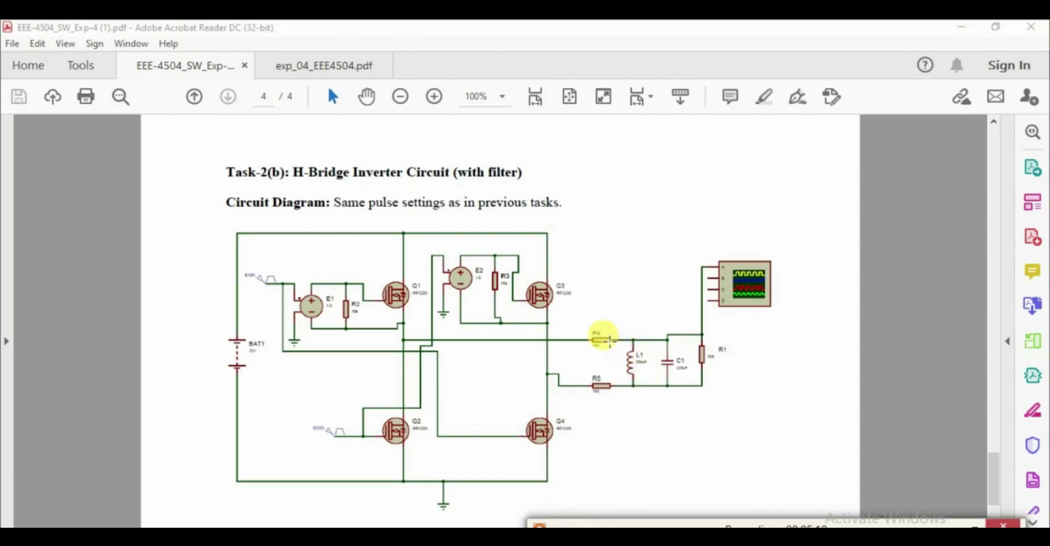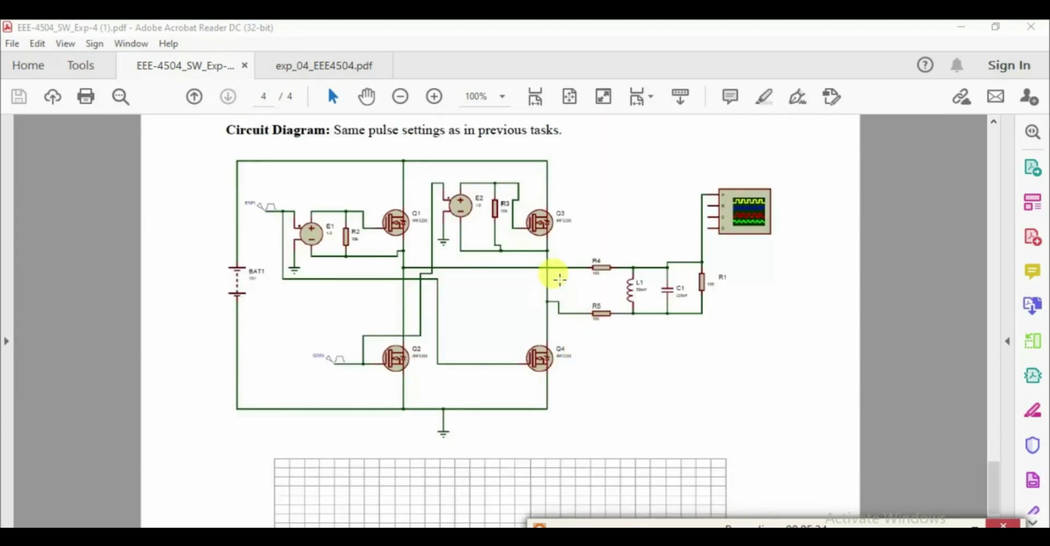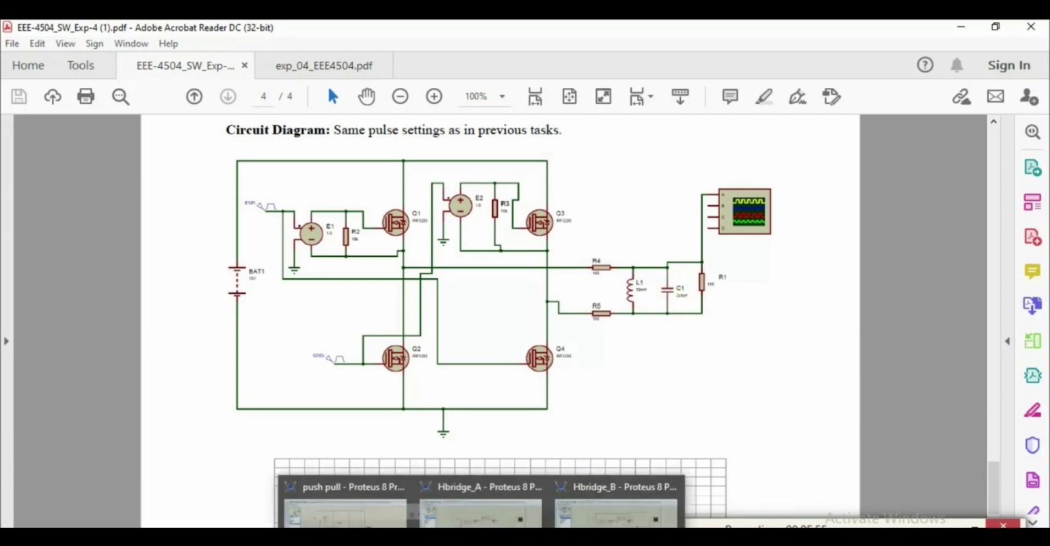Now let's move to the next task of your lab sheet, and this is the H-bridge inverter, but the difference here is that it is with a filter. So previously the output was taken from a simple resistor, but now we are going to take the output from a filtered section or filtered system. So this is the filter we're talking about, and what this filter will do is filter the output in such a way that we can have a proper sine wave.